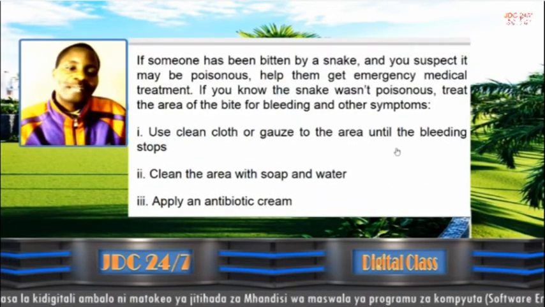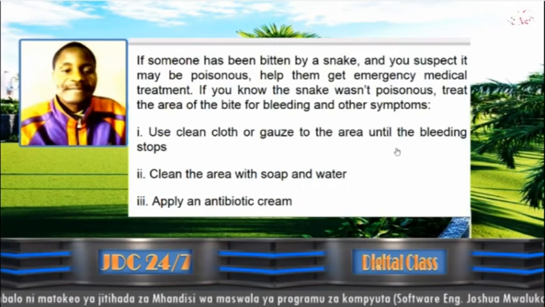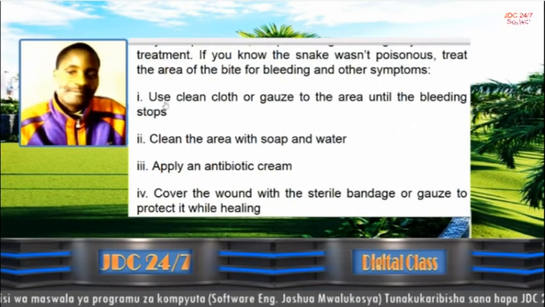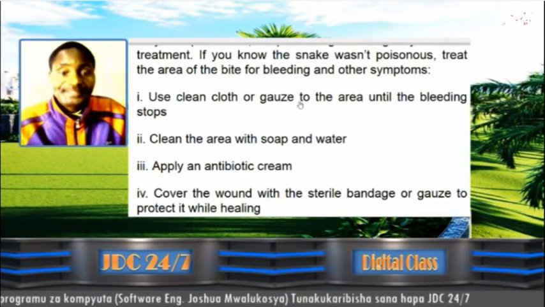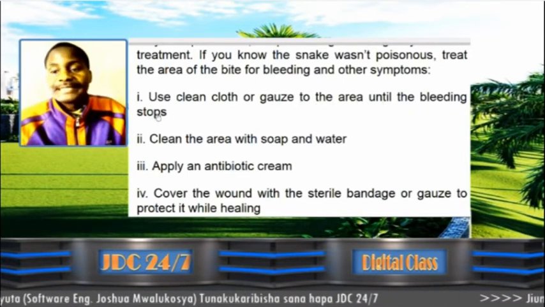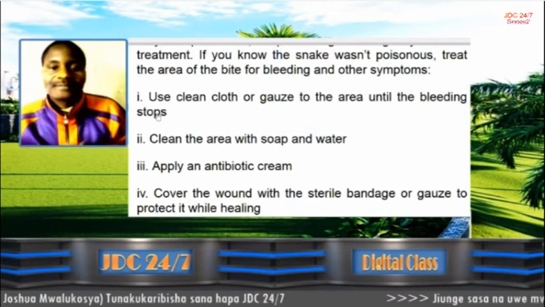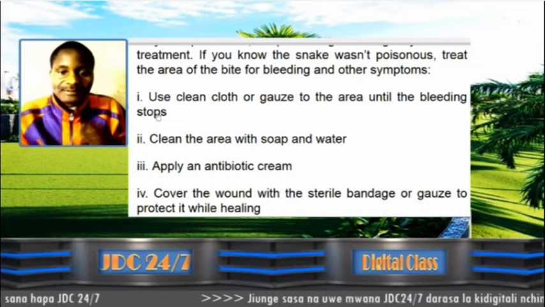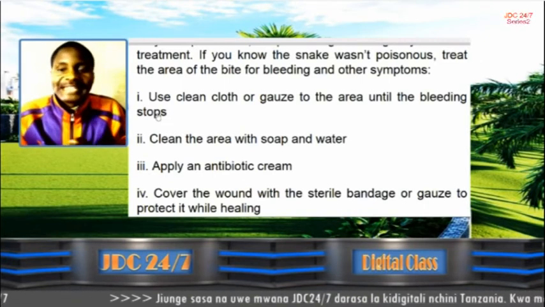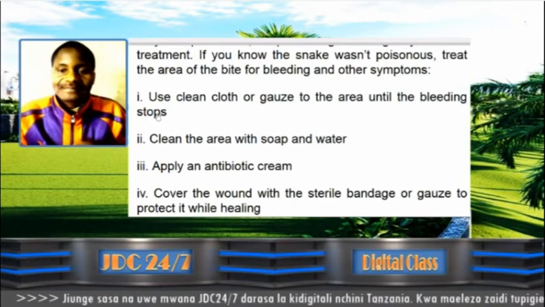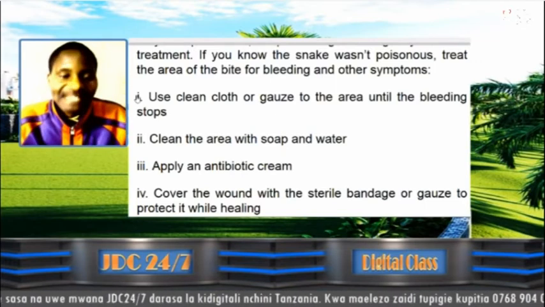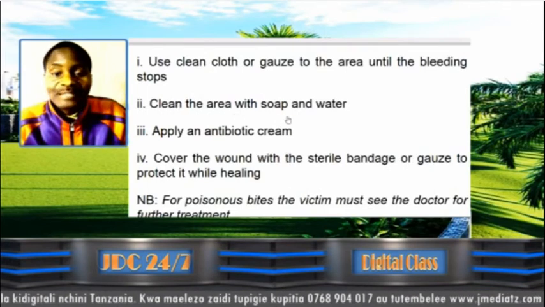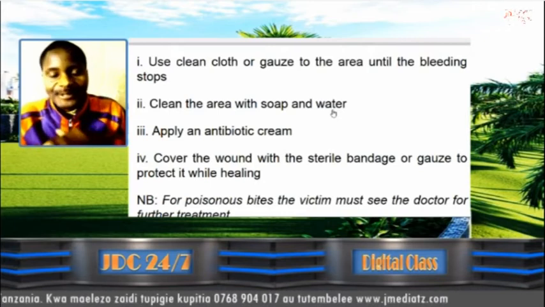Now, for helping a person bitten by a snake that was not poisonous, the first procedure to take into account is to use clean cloth or gauze on the area until the bleeding stops. So in case the snake was not poisonous, after a bite it is likely to have blood, then what you do is apply the clean cloth or gauze until the bleeding stops. And again, the second procedure is to clean the area with soap and water.